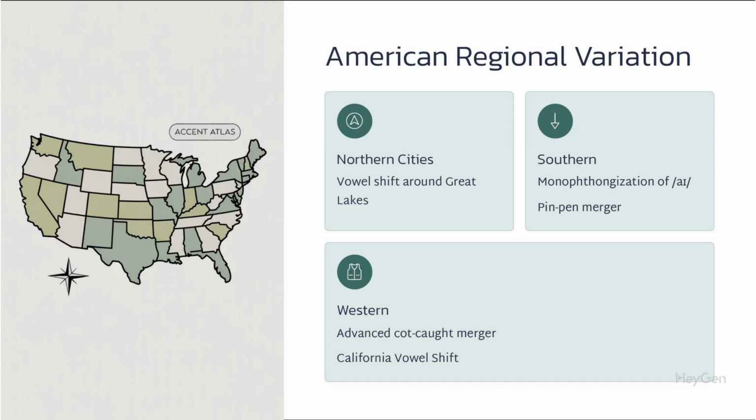It's important to recognize that American English encompasses substantial regional variation. The Northern Cities Vowel Shift affects the Great Lakes region. Southern American English shows monophthongization and the pin-pen merger. Western varieties display advanced cot-caught merging and participate in the California vowel shift.